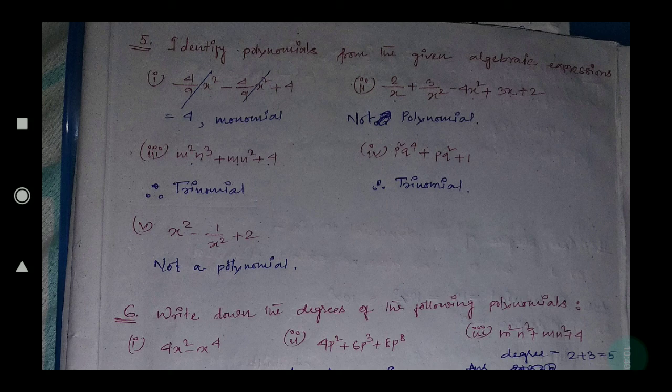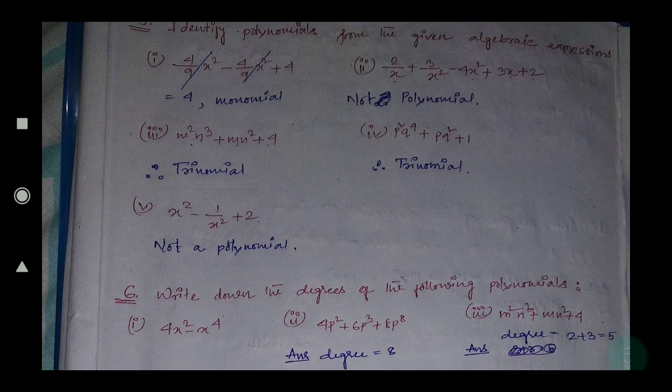Question 2: 2 by x plus 3 by x square minus 4x square plus 3x plus 2. Identify the polynomials from the given algebraic expressions. See here, the variables are in the denominator. If the variables are in the denominator, they are not considered as a polynomial. So this is not a polynomial. Question 3: m square n cube. Here you need not find the degree; you have to identify only the polynomials. In this case, 3 terms are there. That means it is trinomial, or you can call it a polynomial.